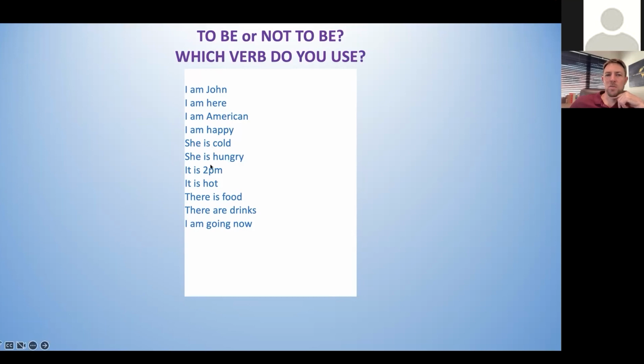All right. She is cold. Okay. And she is hungry. All right. It is 2 p.m.